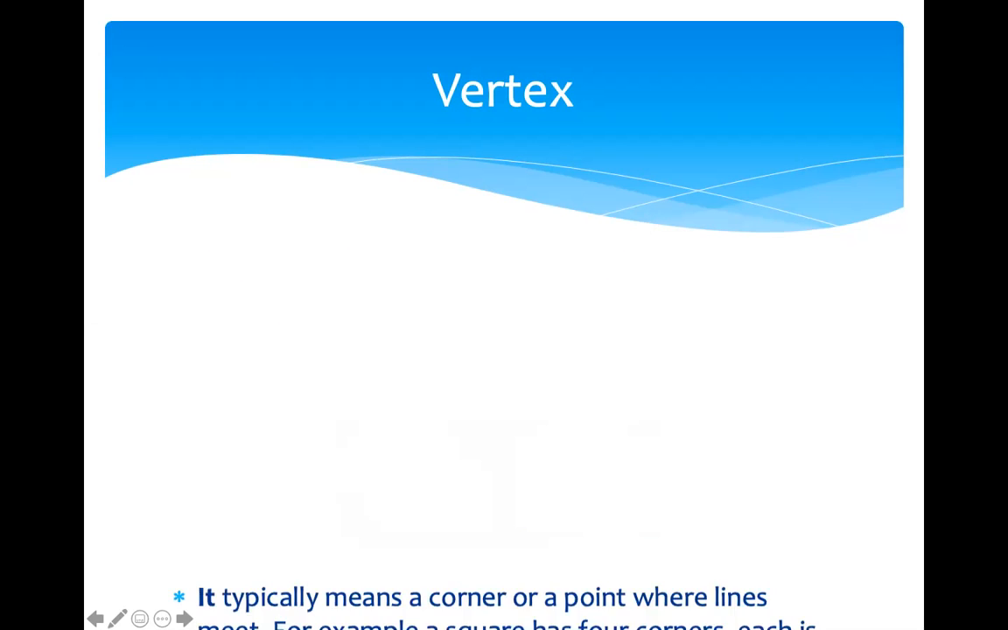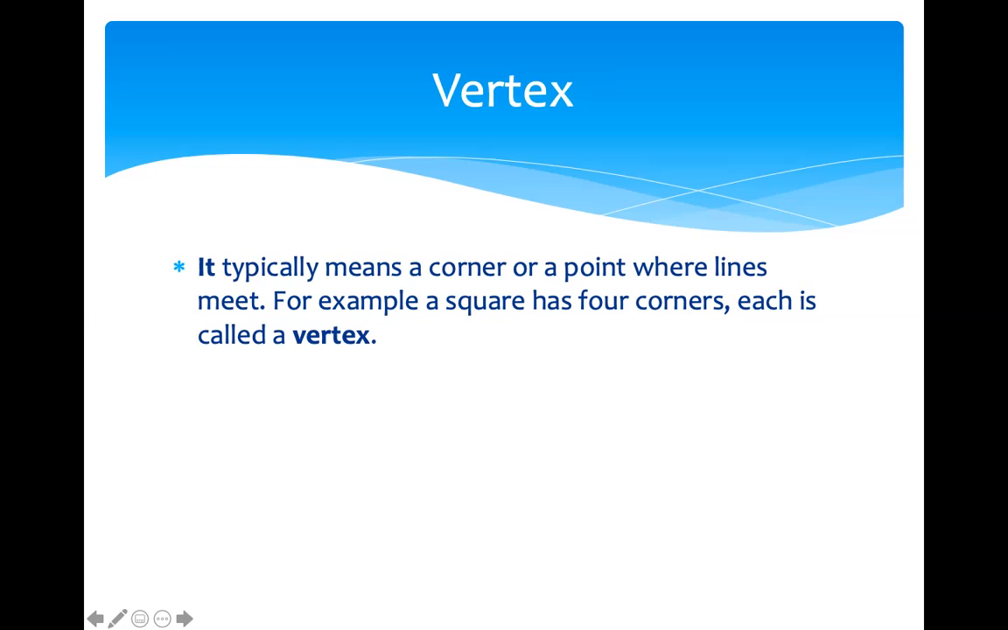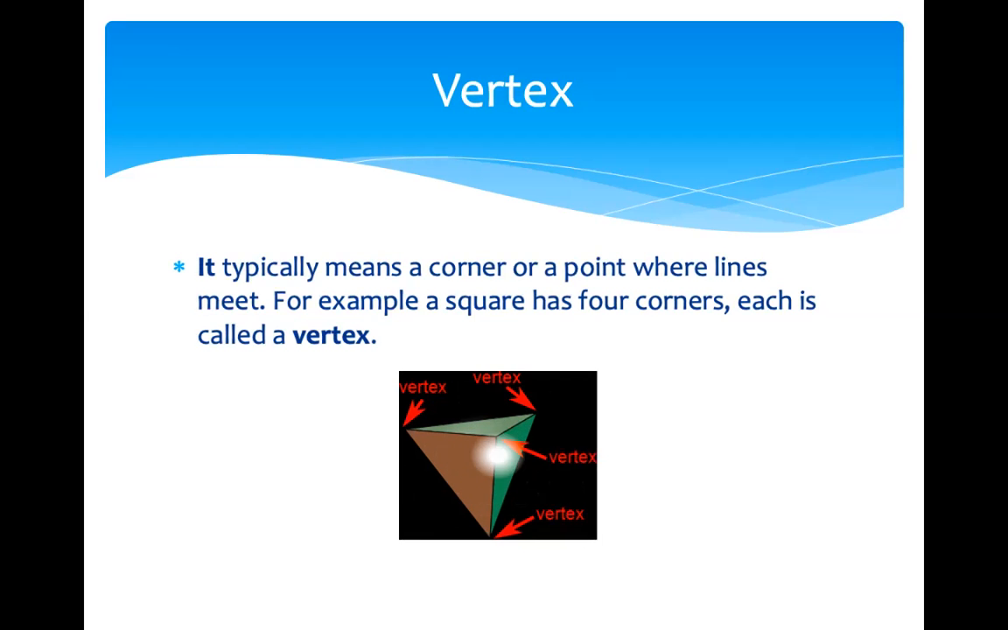Now let's move on to the second one, which is vertex. It typically means a corner or a point where lines meet. For example, a square has 4 corners. Each is called a vertex. We've learned this before, right? Now have a look at this image. All these points here, they are called vertex.